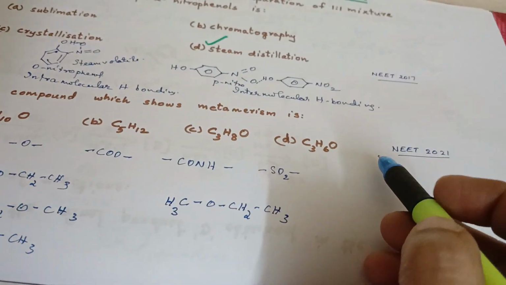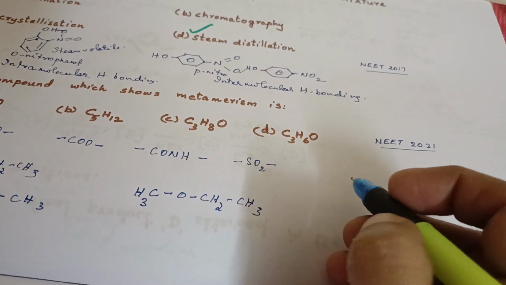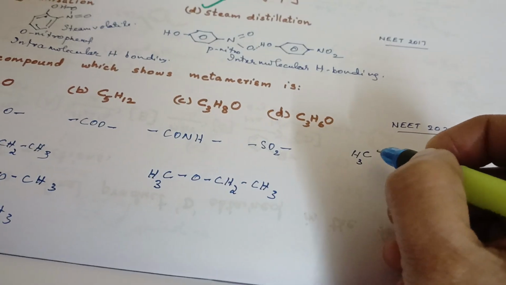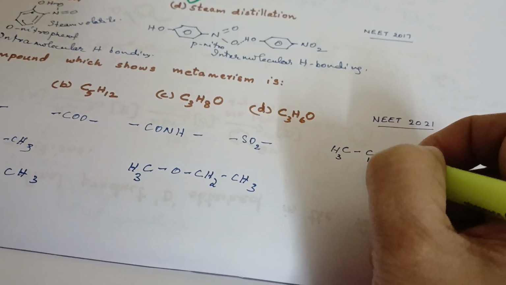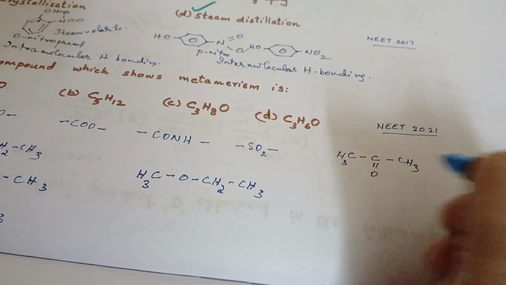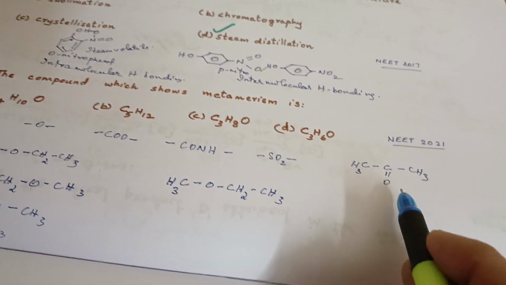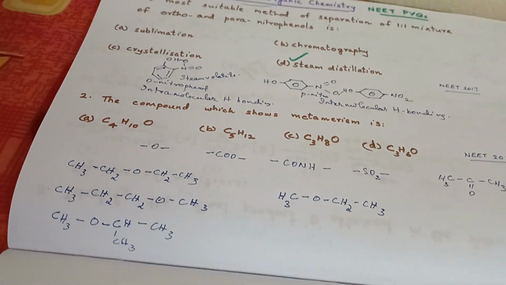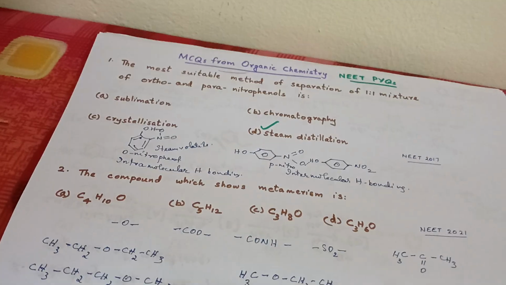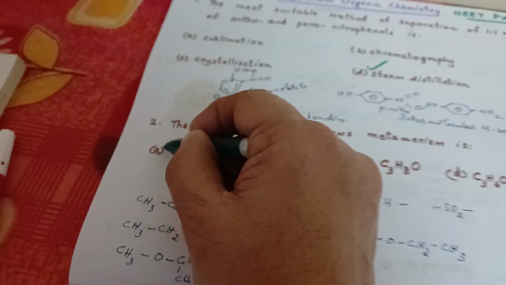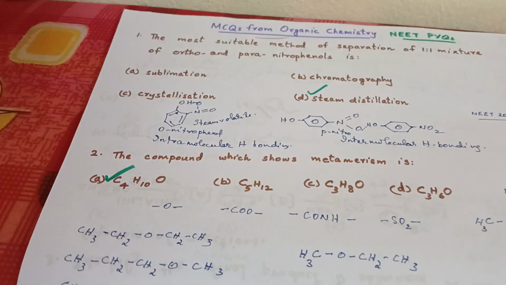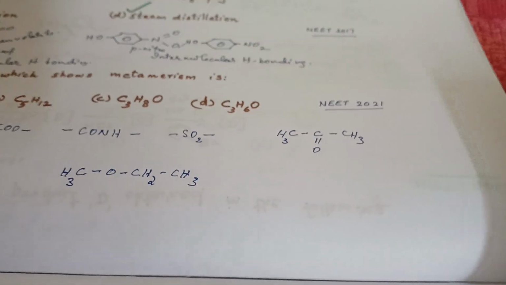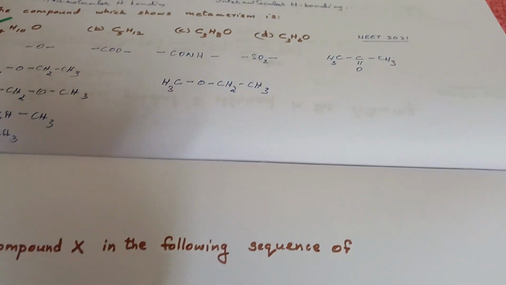So what about C3H6O? Let us see here. CH3, say C double bond O, CH3. Here also only one possible arrangement. So the first compound, that is C4H10O, that is the one which is showing the property of metamerism. A, C4H10O. That was a NEET 2021 question.